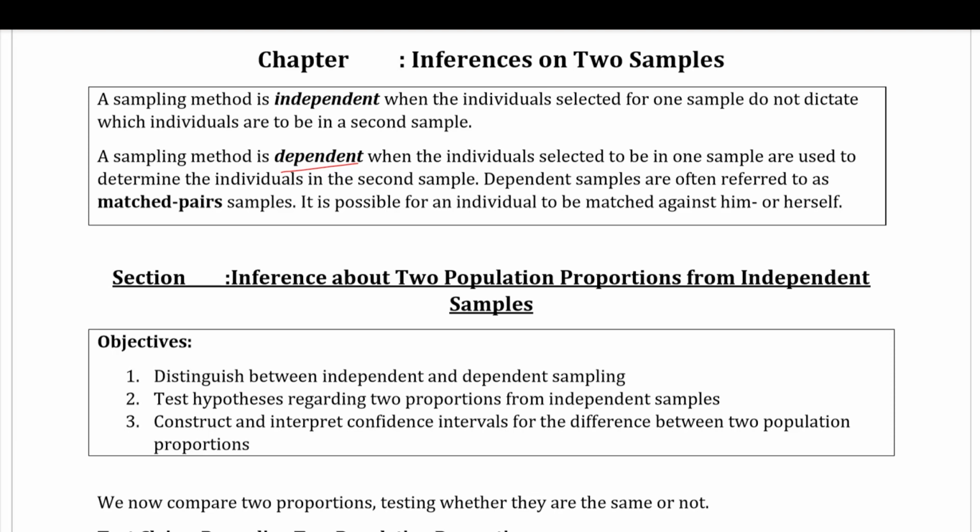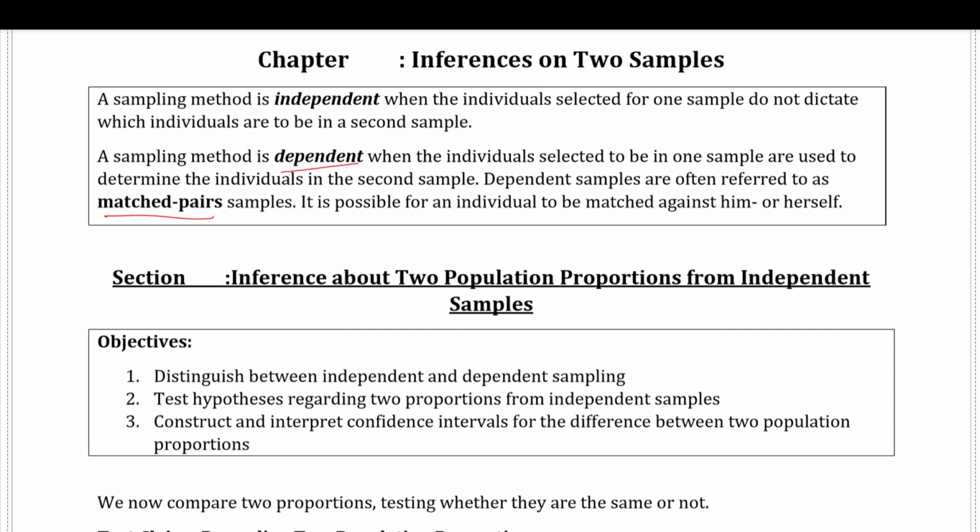Dependent samples are often referred to as matched pairs. We're going to have an entire section just on that. That might sound complicated, but it's actually very easy. It's something that we've actually already done before in a way. And in these situations, it's possible for an individual to be matched with him or herself.